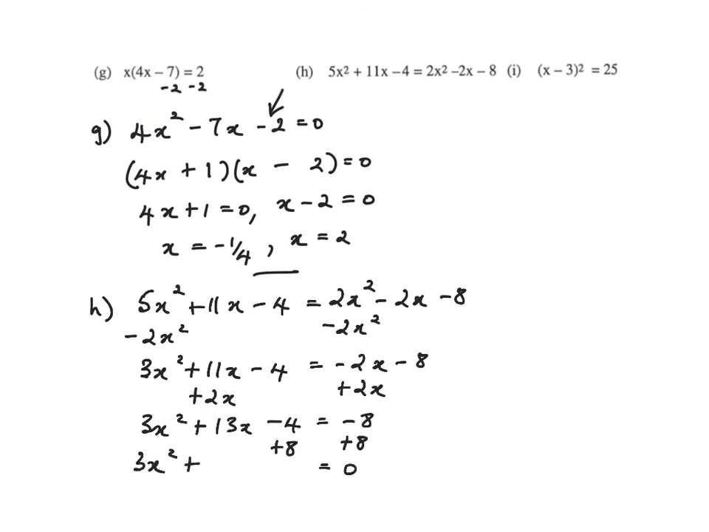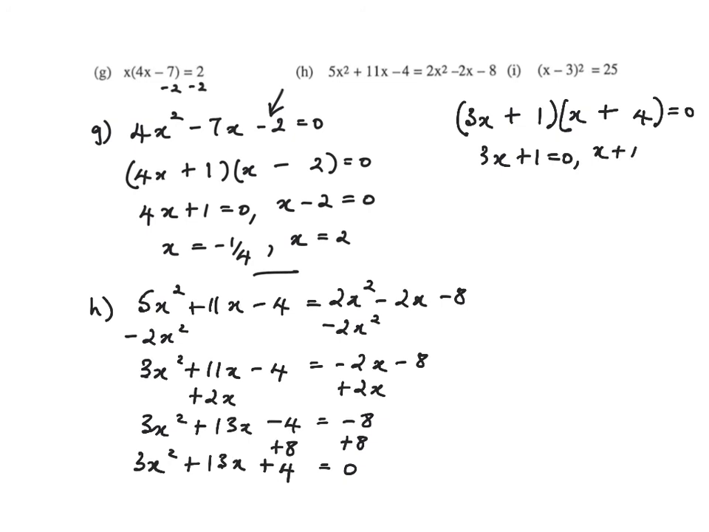3x squared plus 13x plus 4. Now to factorise this, it's going to be 3x here, x here, I'm going to have a 4 here and a 1 here. Signs are the same and they're both positive. So 3x plus 1 equals 0, x plus 4 equals 0, x equals minus 1/3, x equals minus 4.